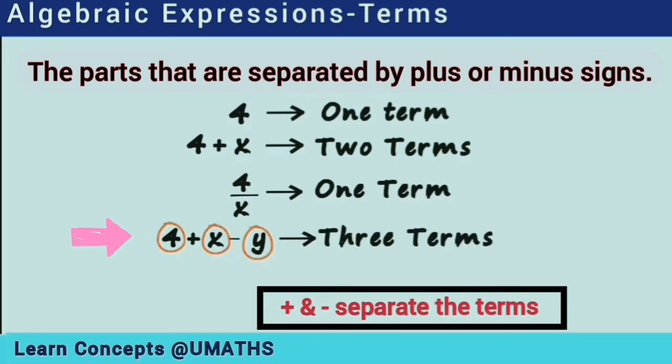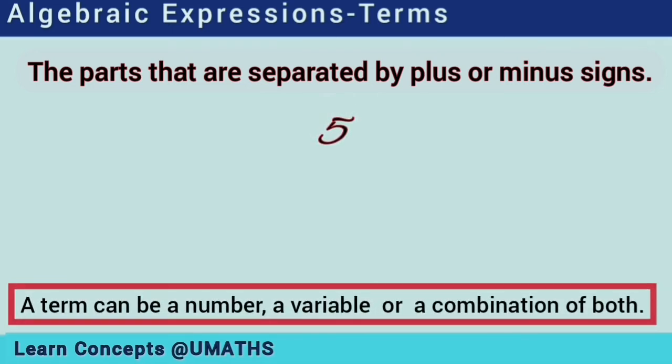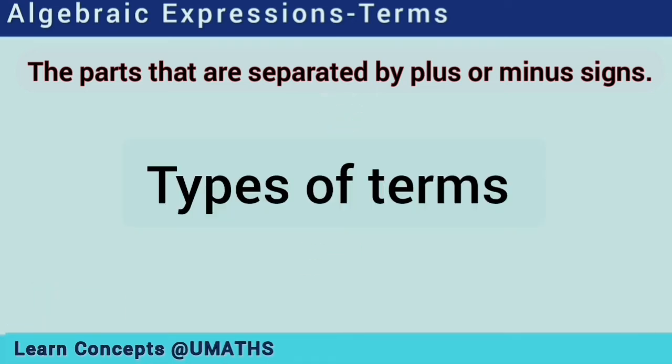In this expression, we have plus and minus signs. So remember, plus and minus separate the terms. A term can be a number, a variable, or a combination of both. There are different types of terms. Before we see the types of terms, we need to understand the concept of power of variables.